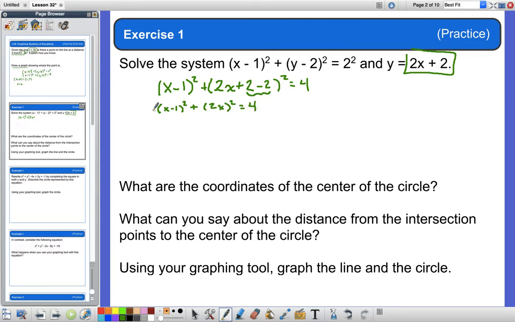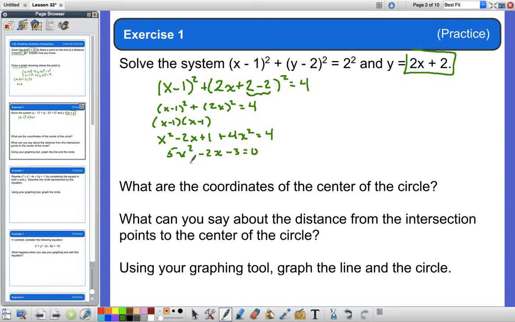So if we multiply this out, you get x minus 1 squared, which gives you x squared minus 2x plus 1. This part right here becomes 4x squared, and that's equal to 4. So we'll combine like terms. x squared plus 4x squared is 5x squared. You've got your minus 2x, and then if we subtract 4 over to this side, you get minus 3, and that would equal 0.